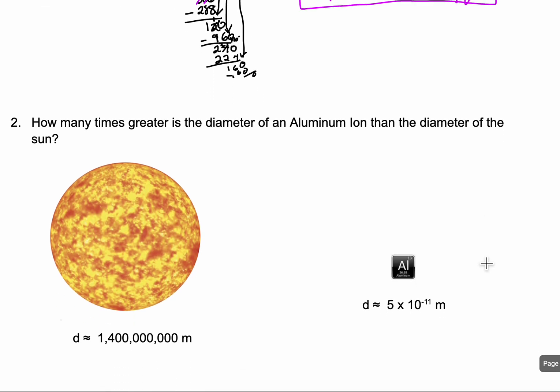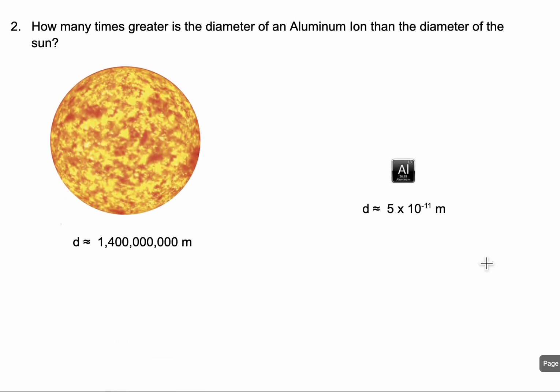Now I have another example. How many times greater is the diameter of the aluminum ion? Now, aluminum ion is really small, so that's times 10 to the negative. You see the negative power? Negative 11. So there's lots of decimals. It's tiny. And that's what scientific notation is great for.